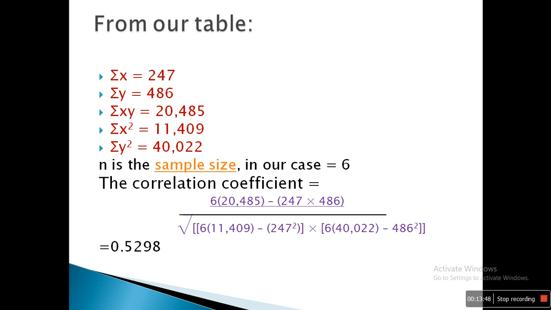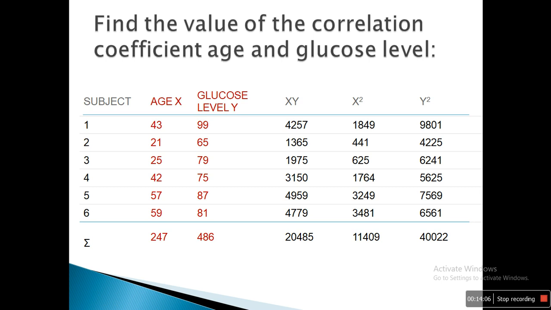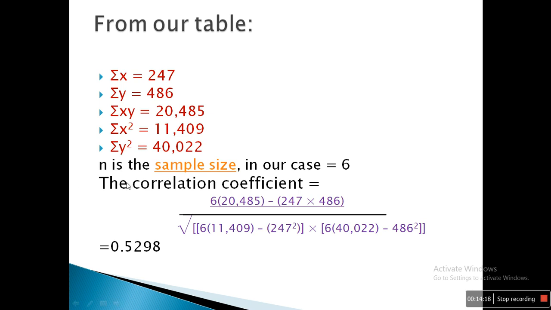So now these are our values. From our table we have got this: sigma x is 247, sigma y is this, sigma xy is this, and sigma x square is 11,409 and sigma y square is 40,022. I am taking you back to the table to see once again what we have done. So sigma x square and sigma y square are the things that you should understand. And then we go ahead. N is the sample size, and in our case it is 6.